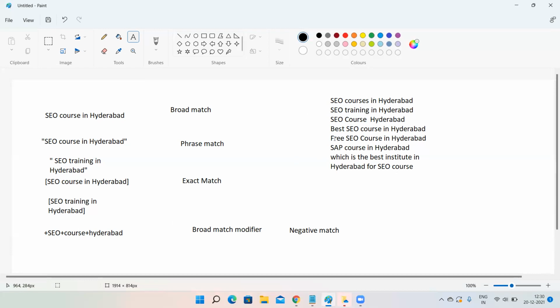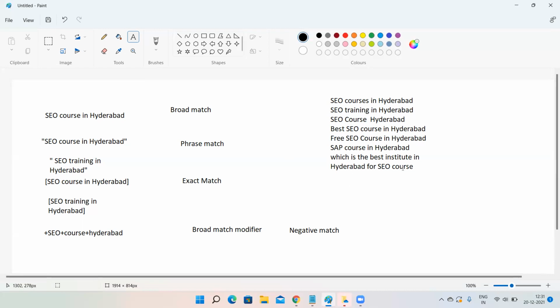SEO course Hyderabad. So obviously it is appearing for this keyword. SEO training in Hyderabad, it's not going to appear because course is not there. SEO course Hyderabad is going to appear. Best SEO course in Hyderabad is going to appear. Free SEO course in Hyderabad also is going to appear because all the three words are there. But SAP course, it's not going to appear. Broad match modifier is good for long tail keywords again, like which is the best institute in Hyderabad for SEO course. Technically for this also, phrase match should appear, but it is not appearing because they have disturbed the pattern. So broad match modifier is good for very big keywords, like which is the best institute in Hyderabad for SEO course. SEO is there, course is there, Hyderabad is there.